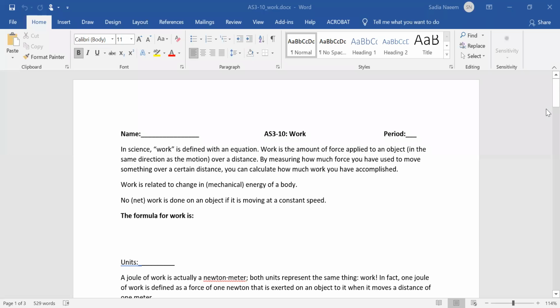So let's talk about AS3-10 here, the work done. Remember, we discussed the concept of work done.